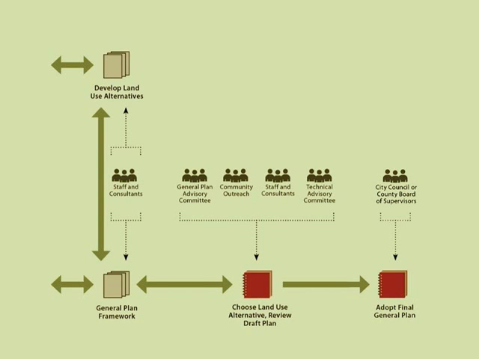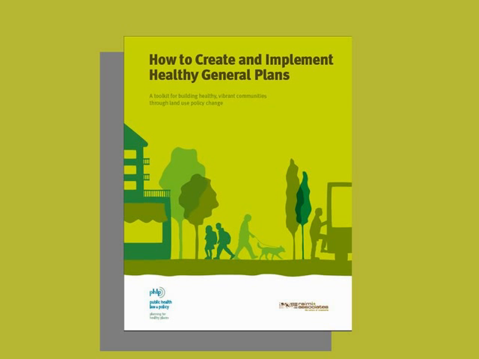This resource I want to highlight for everyone is How to Create and Implement Healthy General Plans, a toolkit that you might find helpful in the plan and policy development process. It provides guidance on creating healthy land use plans at each step of the process, from relationship building to data collection to policy development and ultimately to implementation. It also has a section with model policy language for a range of health issues, including healthy eating and active living, as well as other issues like air quality, housing, and mental health.